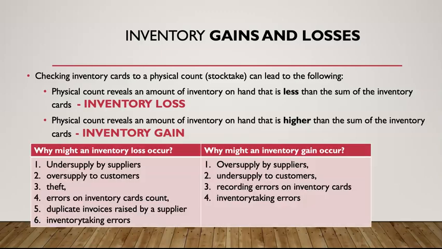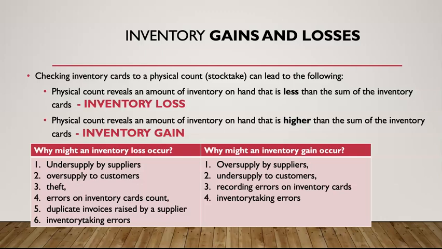So an inventory loss might occur due to a number of reasons. This is because we have less than what we thought we did. So this could occur due to undersupply by suppliers, suppliers giving less than what we thought. Oversupply to customers, we give more to our customers than what we recorded. A common one is theft, they've been stolen. We've made errors on our cards. We might have had duplicate invoices by suppliers, so we've recorded things by suppliers too many times, or we could have just made other errors.